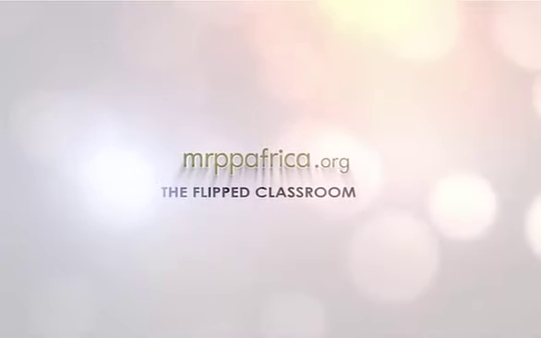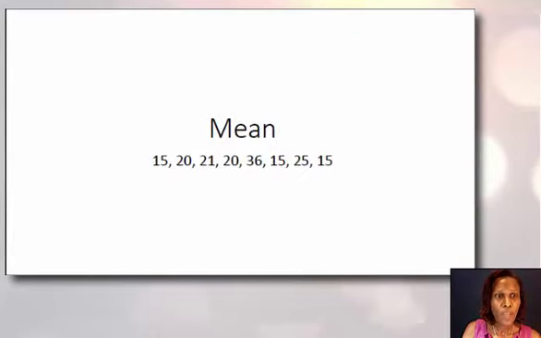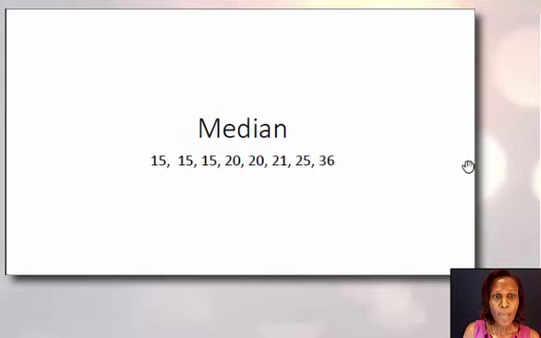In this lesson, we are going to learn about measures of central tendency and dispersion. One of them is the mean, or the average, where you add up all the values and then divide by how many there are, and then you get the mean.